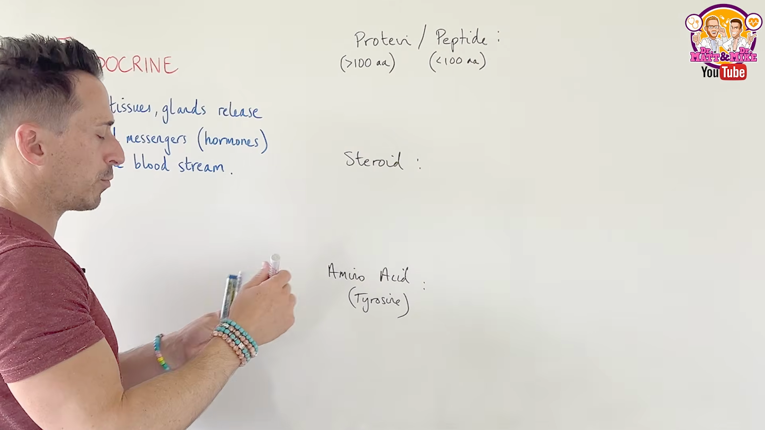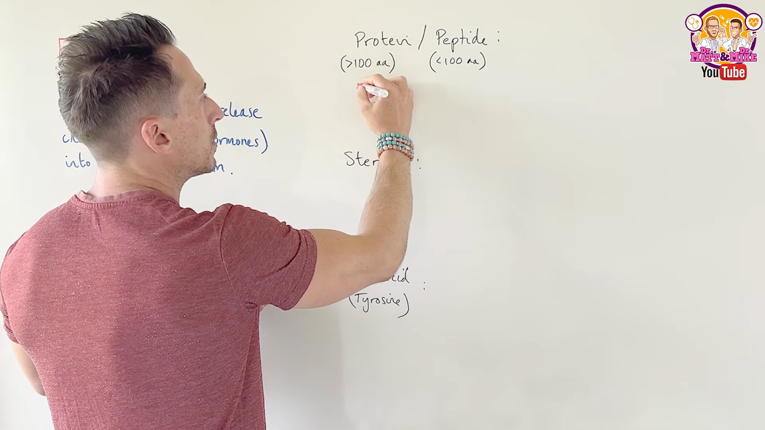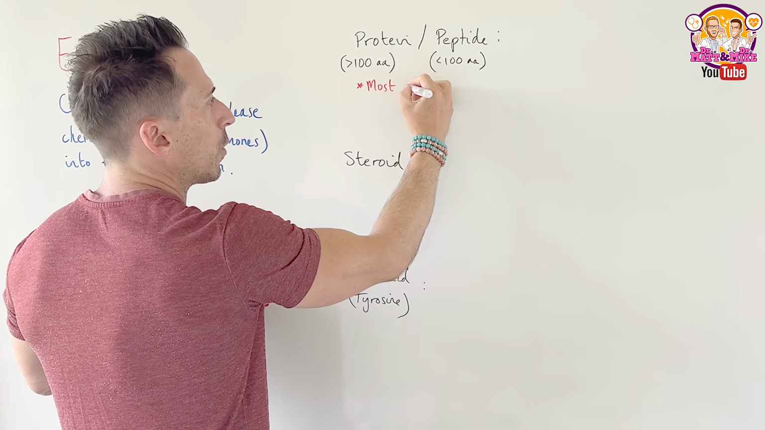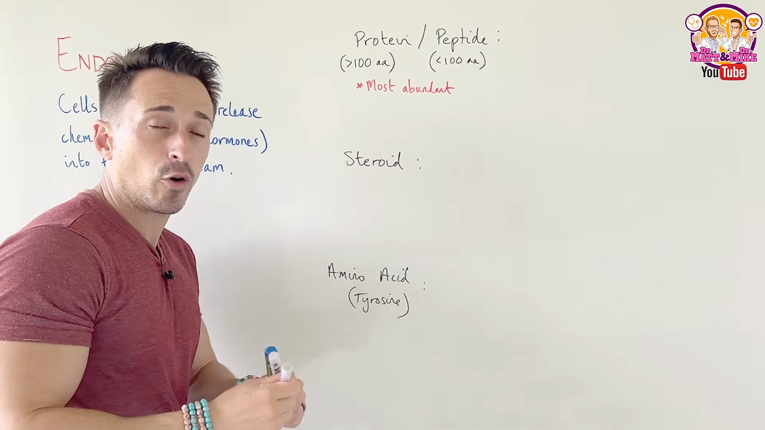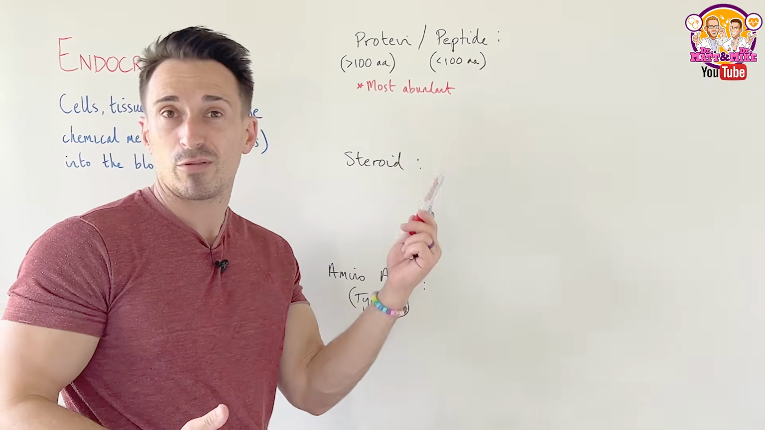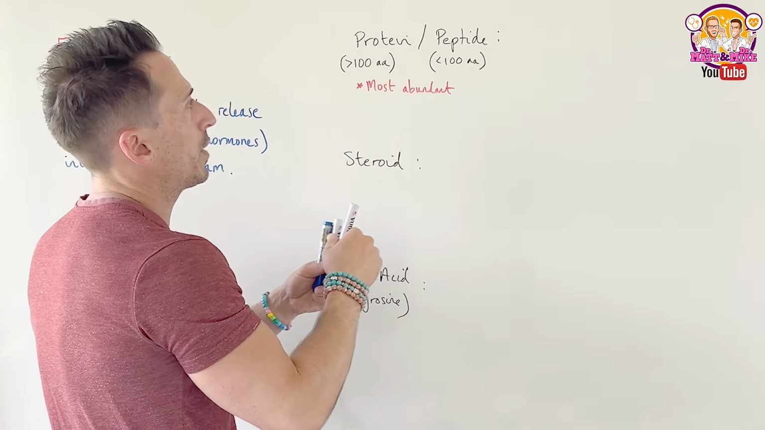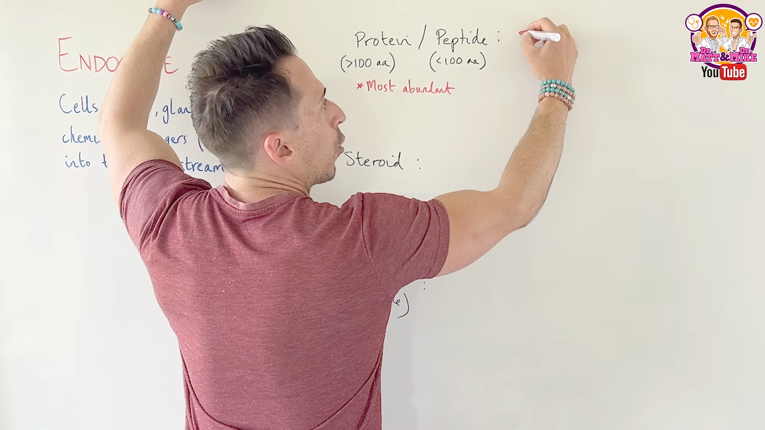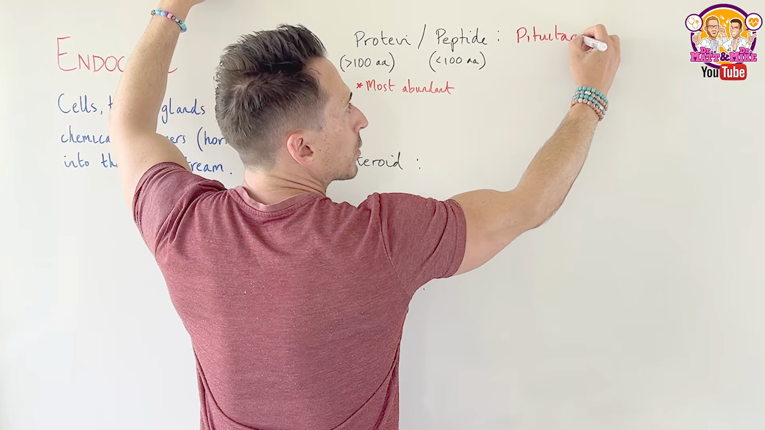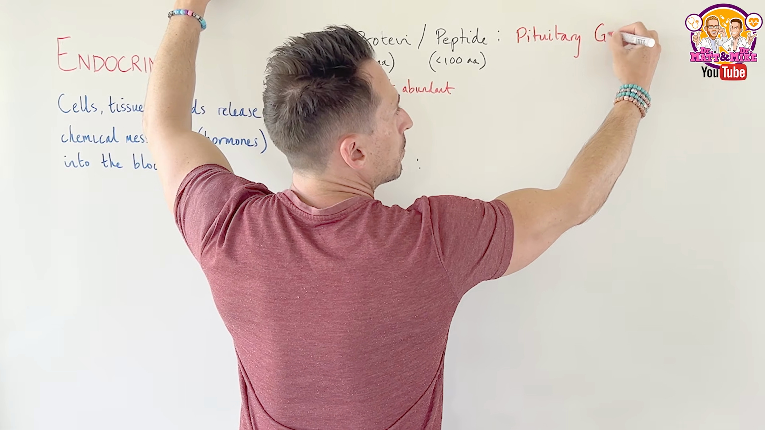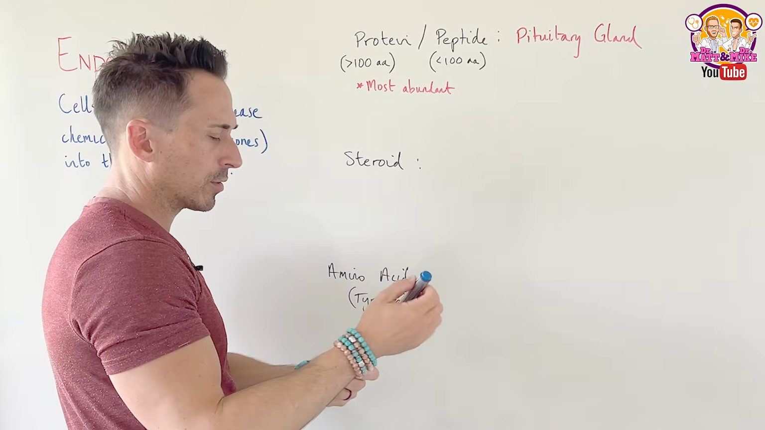So that's an important first point. The protein or peptide-based hormones are the most abundant. So if you ever get a question in an exam asking you to classify the type of hormone and you have no clue, just guess protein or peptide-based. So what are some examples? The examples of the protein or peptide-based hormones are all of the pituitary hormones. So all the hormones released by the pituitary gland are protein or peptide based. What are these hormones?